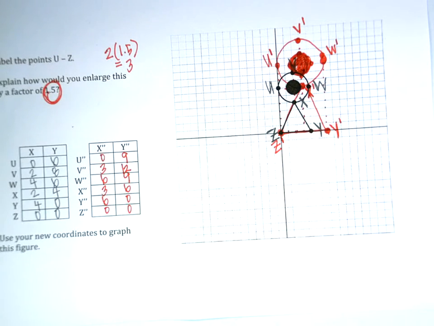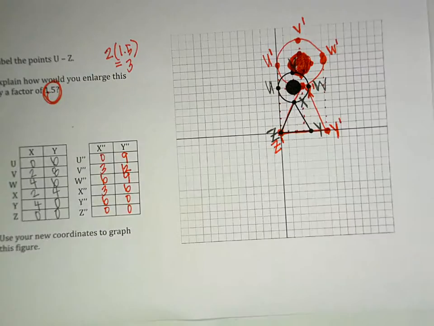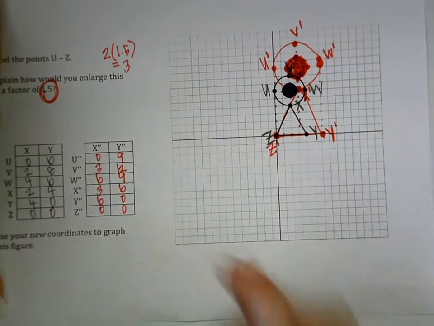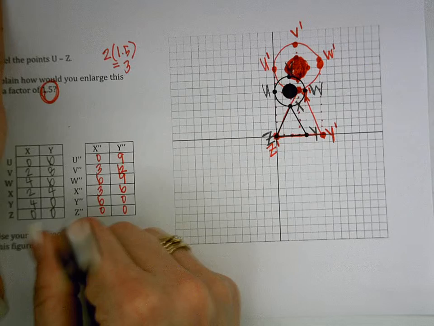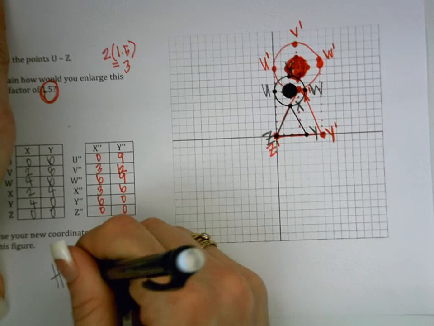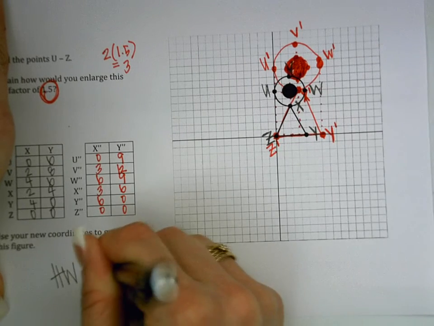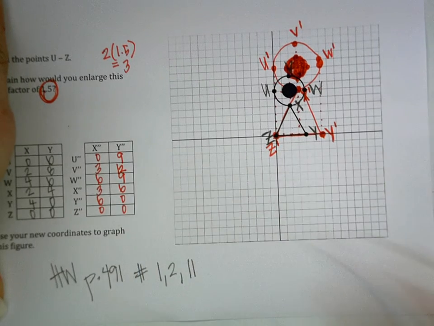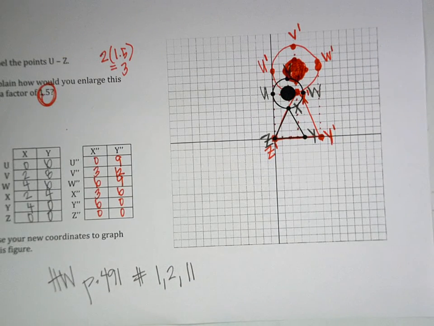So that's called dilations. Dilations make things expand, or they could make them condense. They could make them smaller, but we're not going to have to deal with anything like that. Make sure that you write this down. Your homework is going to be, there's only 3 problems. You're going to work on page 491, and you're doing numbers 1, 2, and 11. Numbers 1, 2, and 11.